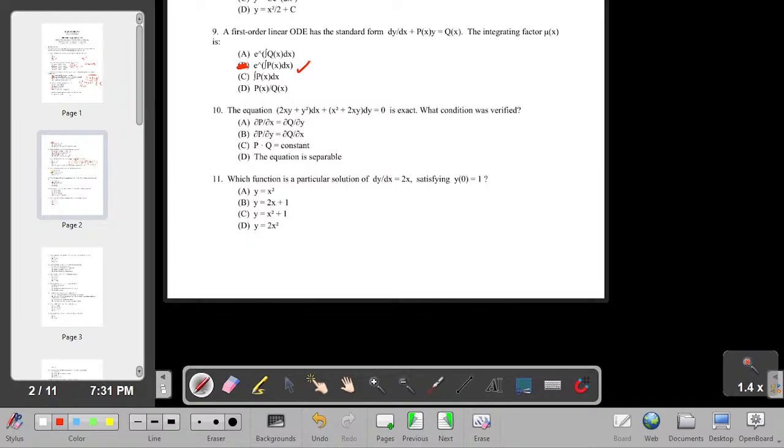So the actual answer is supposed to be what? B. Because P is representing the first one, and Q is representing the second one, okay? So for that, if the partial of P with respect to y is equal to the partial of Q with respect to x, then you say that they are equal. So this is okay. That is one you should know.